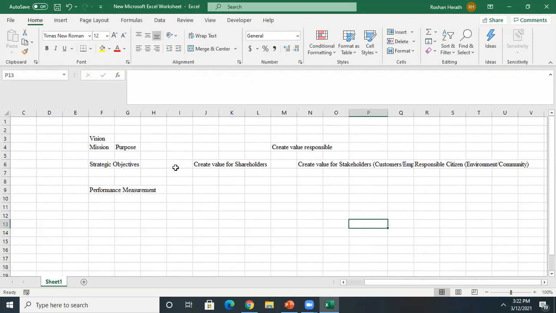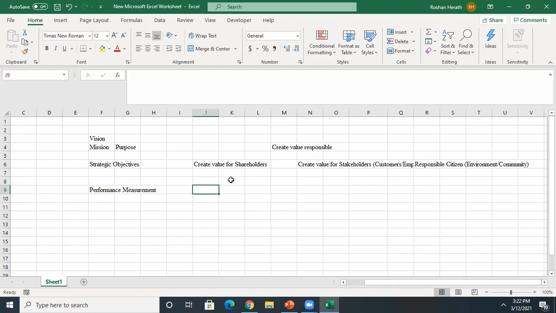Then the question is, how do they ensure whether they are achieving these strategic objectives, whether they are pursuing the very purpose of that organization? So whether they are in the right direction. That is what they need to ensure. Then how can they ensure that? That is through the performance measurement. So the answer is the performance measurement.